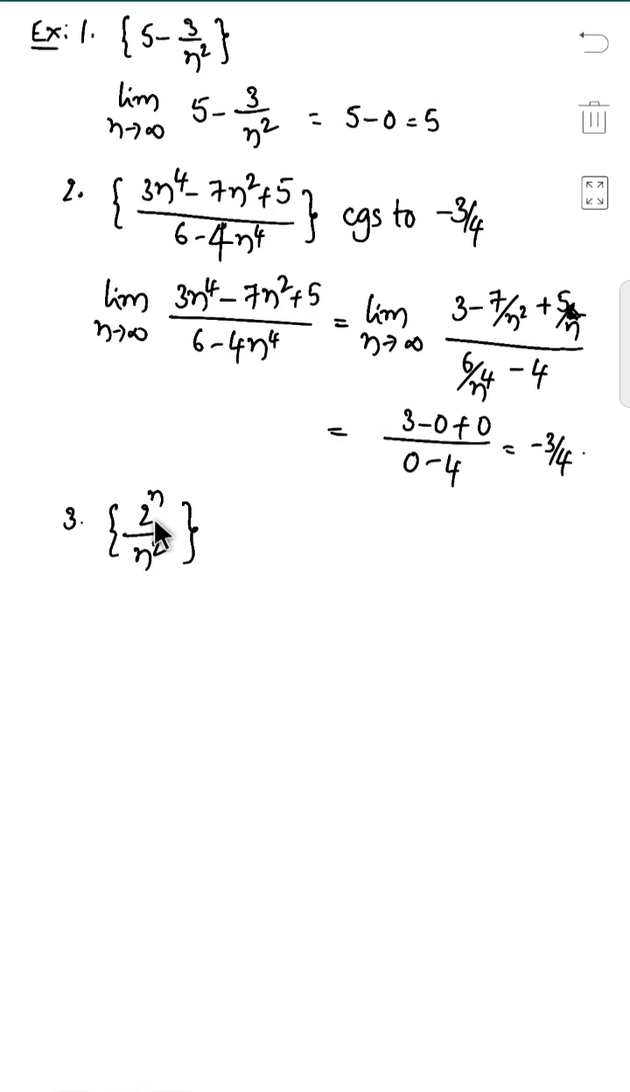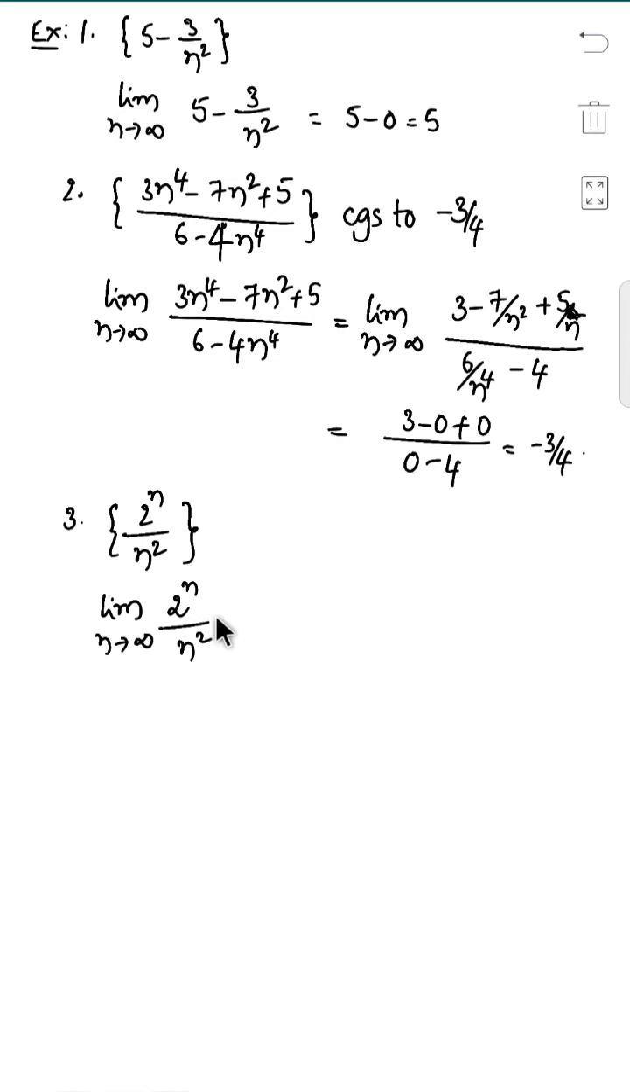Now we see another sequence, 2 to the power of n by n square. This is a very particular one. We use previously studied knowledge here also. Find the limit of it first. Limit n tends to infinity, 2 to the power of n by n square. If we directly substitute, 2 to the power of infinity is infinity, infinity square is infinity. So it is in the form infinity by infinity.